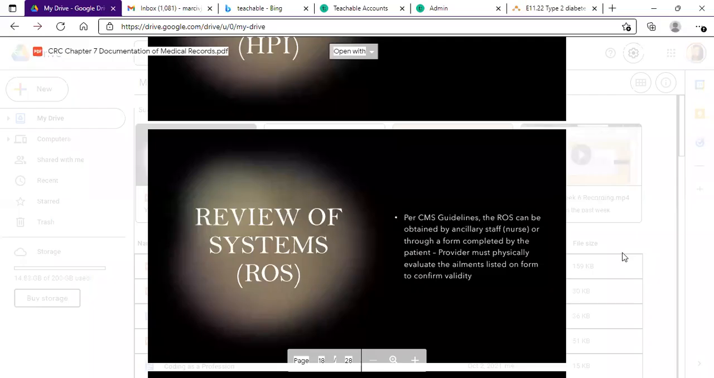Review of systems, you're going to see ROS. You will not hear anybody pretty much say review of systems; they say the ROS. Per the CMS, the Centers for Medicare and Medicaid Services guidelines, the review of systems can be obtained by ancillary staff, like a nurse or a medical assistant, or through the patient completing a form. The provider must physically evaluate the ailments listed on the form to confirm the validity.